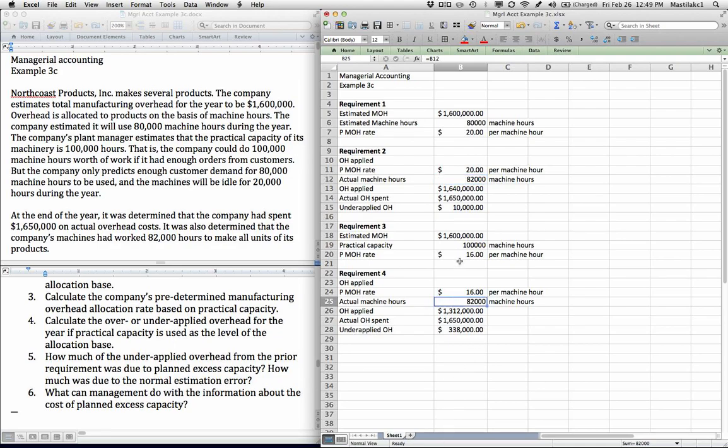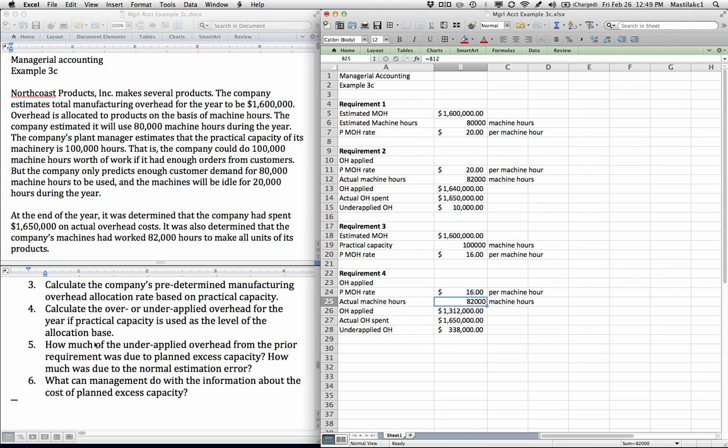But in this case, we have a big difference between the number of machine hours we use to calculate the overhead rate and the number of machine hours that we use to apply overhead. And again, that was known and in a sense kind of planned because we knew we had a lot more capacity than we were going to use. So requirement 5 asks us to think about this. How much of the underapplied overhead from the prior requirement, requirement 4, was due to planned excess capacity and how much was due to normal estimation error?